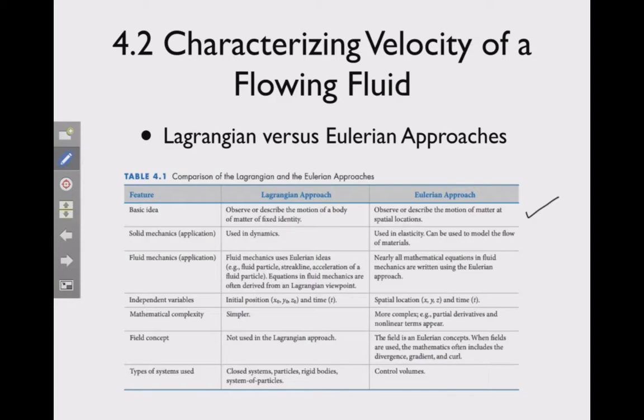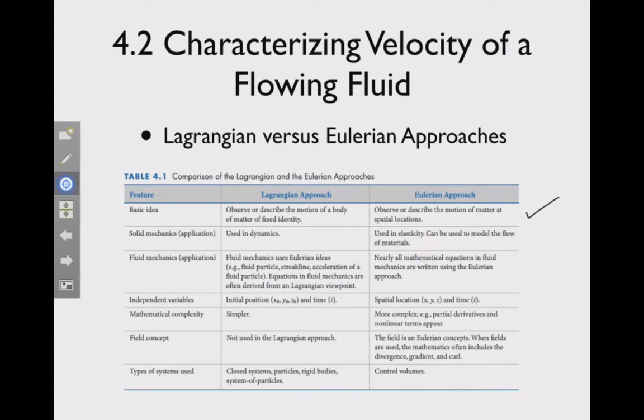The Eulerian approach, on the other hand, is to observe and describe the motion of matter at spatial locations. So you would specify some points in the river to look at as the flow passes by those points. And those are two different approaches. One is following along with the particle in the river. The other is watching the river go by it at a point, as if you were just observing the river from the bank. Lagrangian dynamics is used a lot in solid mechanics. Eulerian approaches are used when things flow.